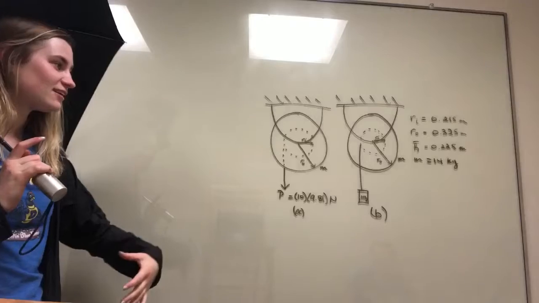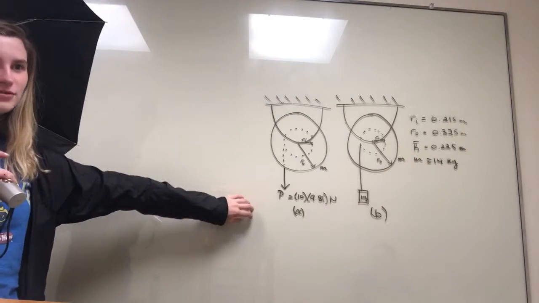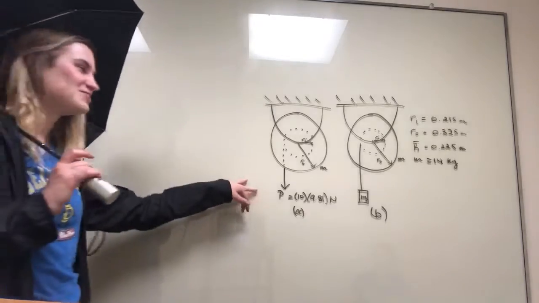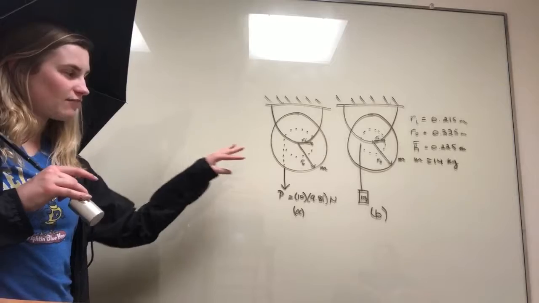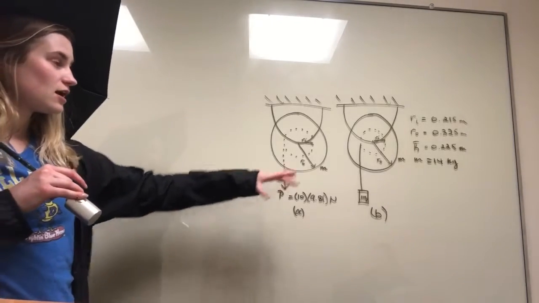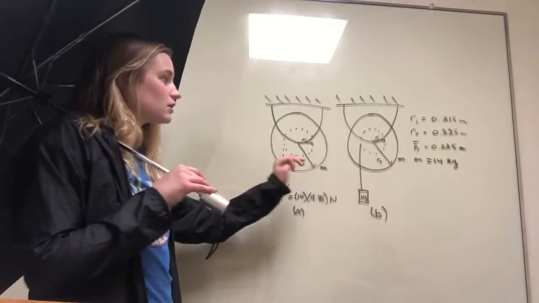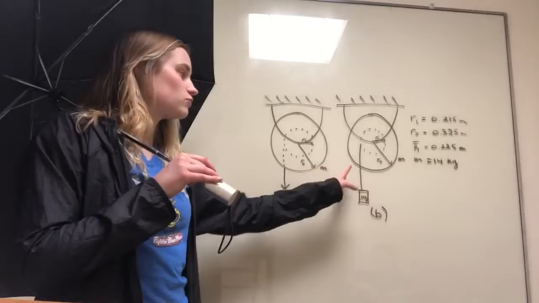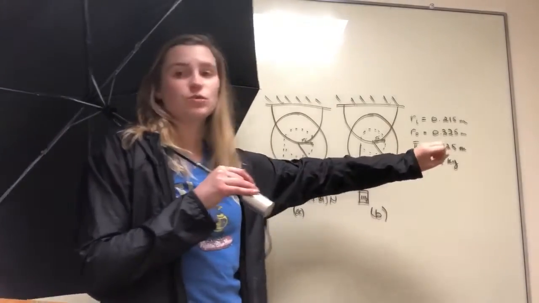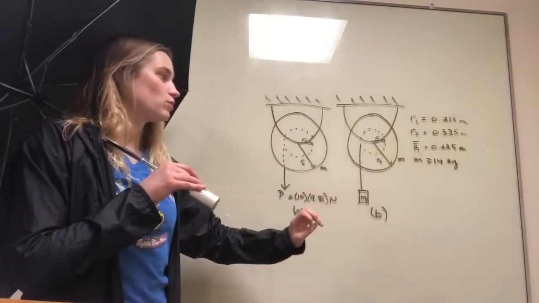So here we have our two groove drums. This is A and this is B. Both drums have the exact same initial conditions, with an inner radius of 0.215 meters and an outer radius of 0.325 meters. Both groove drums have a radius of gyration of 0.225 meters, and the mass of both drums is 14 kilograms.